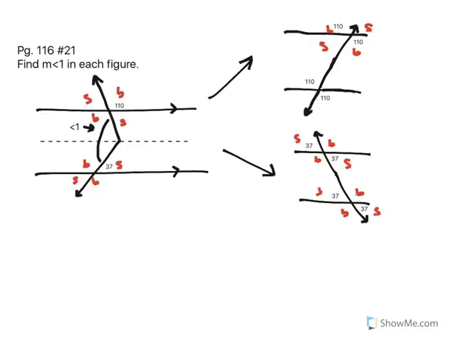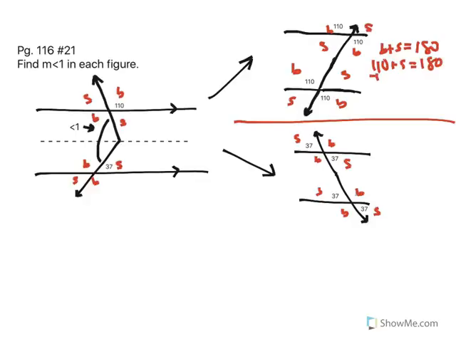In each one of these transversals, I'm going to work off of the top one first. I want to find the other angle. I know that big plus small is 180 degrees. I know the measure of my big angle is 110. I don't know the measure of my small angle, so I'm going to solve for the small angle. I'm going to get the small angle is 70 degrees. So I can write that over here, where my small angle is.